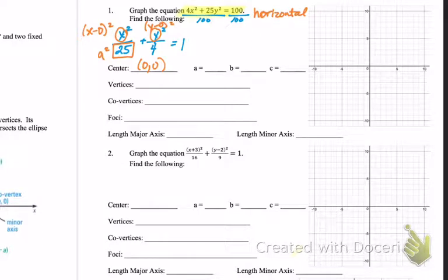My a term is going to be the square root of 25, and 4 is my b squared. So my a would be 5, my b would be 2. And to find c, a squared minus b squared equals c squared. So c equals the square root of 25 minus 4, which gives me the square root of 21.